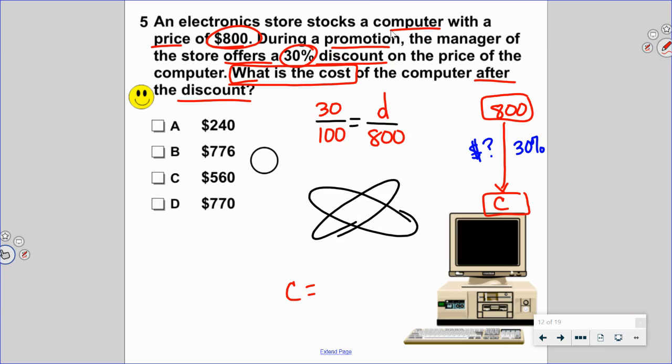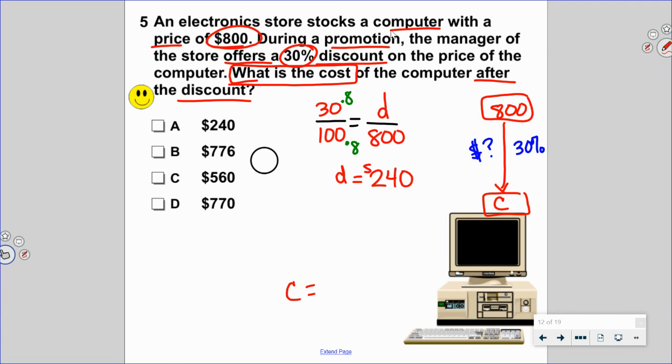Wait, Mr. Callan. Yes, you can use cross products. No, you don't need them. We can scale up quite nicely by multiplying by 8. So in this case, the discount will be 30 times 8 or $240. Does that answer the question? No, that's not what the question was asking.